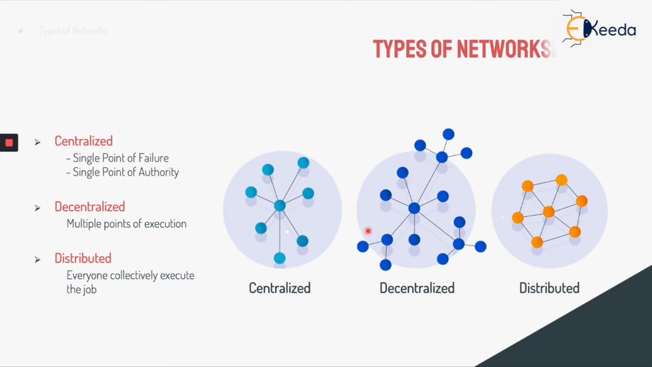So that is the difference between centralized, decentralized, and distributed systems. Remember, the only difference between a distributed system and a decentralized network comes in the form of ownership. A distributed network is owned by one particular person, entity, or organization, whereas a decentralized network is owned by the peers or nodes in the network itself. There's no single authority.